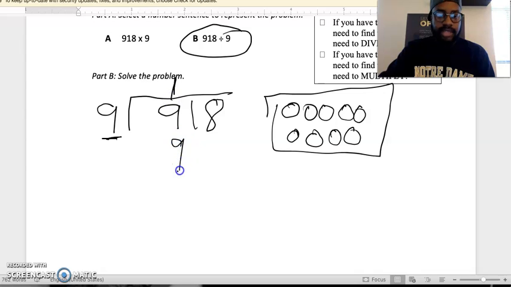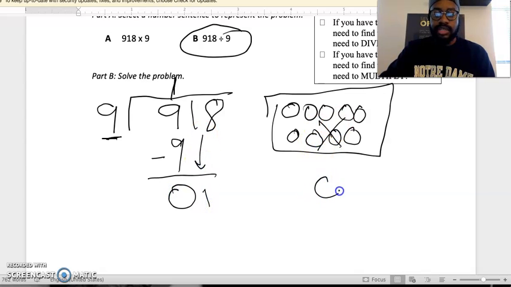1 times 9 is 9. Subtract. 9 minus 9 is 0. Bring down the 1. My new groups is 1. Put that into a group of 9. I can't. I don't have enough. 0 groups. 0 times anything is 0. Subtract. Bring down.